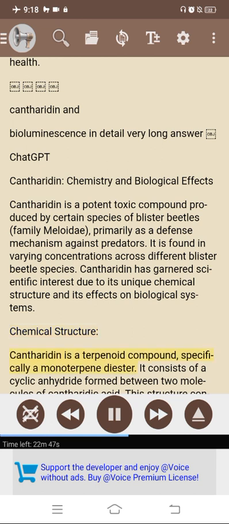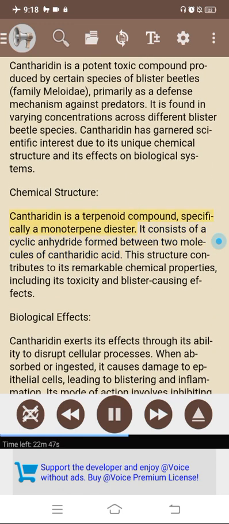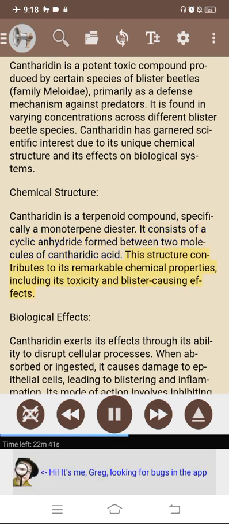Chemical structure. Cantharidin is a terpenoid compound, specifically a monoterpene diester. It consists of a cyclic anhydride formed between two molecules of cantharidic acid. This structure contributes to its remarkable chemical properties, including its toxicity and blister-causing effects.